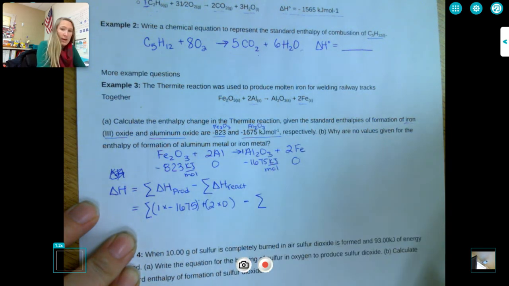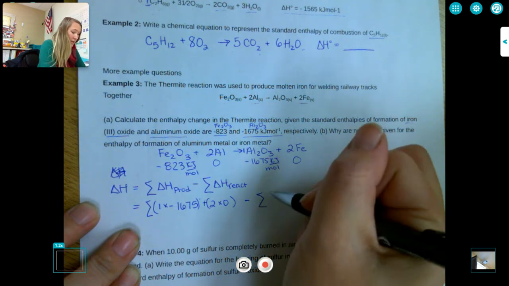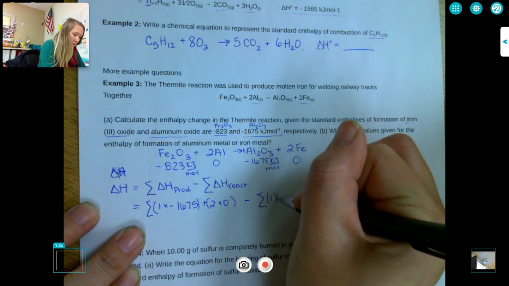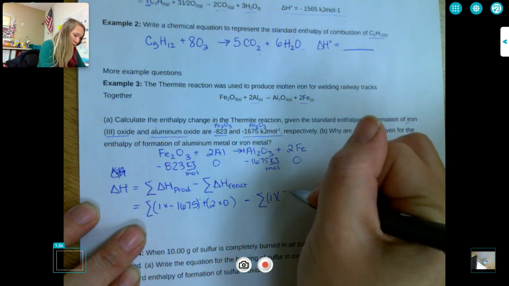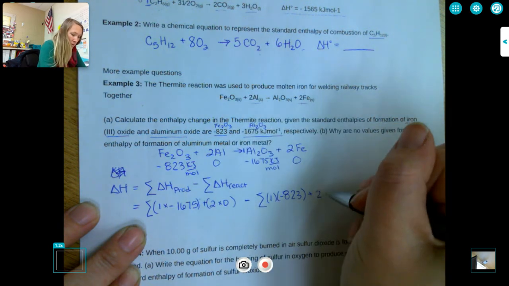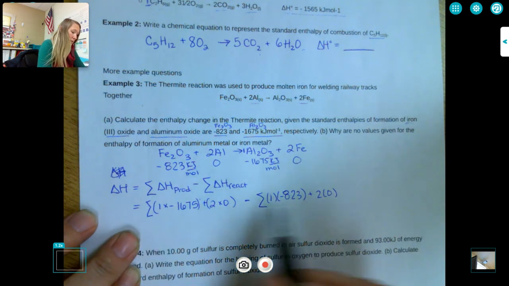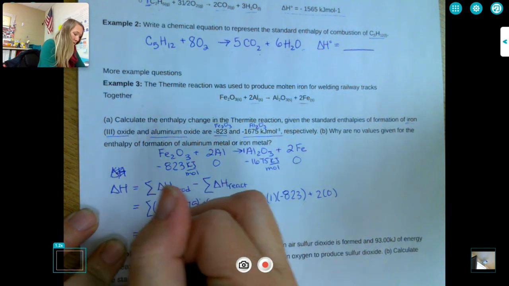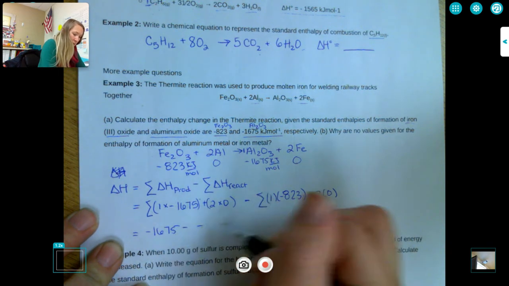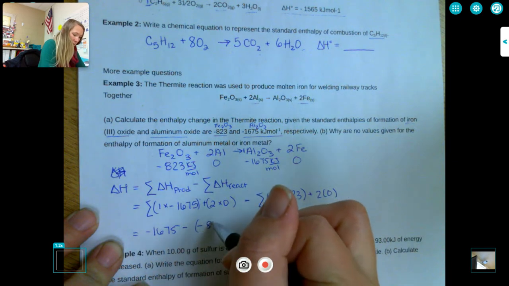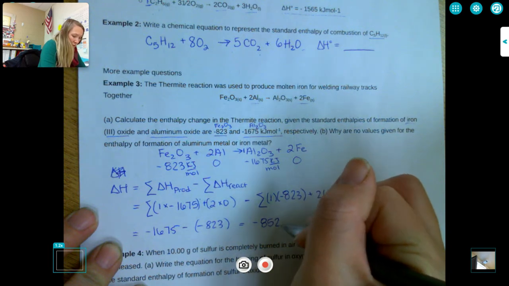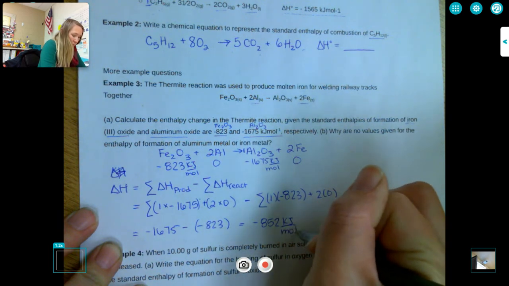minus the sum of my reactants. We've got 1 iron 3 oxide, so negative 823. And then aluminum, which is 2 by 0. So when I add these together, I get negative 1,675 minus a negative 823 gives me a value of negative 852 kilojoules per mole.